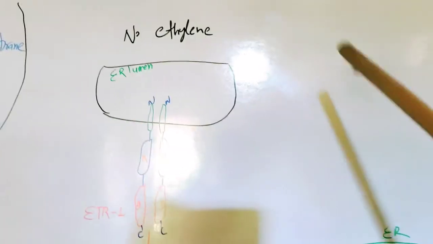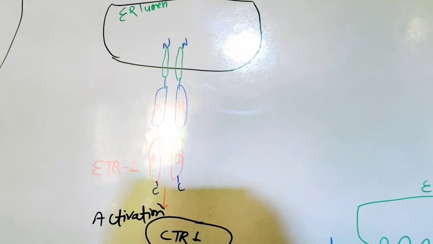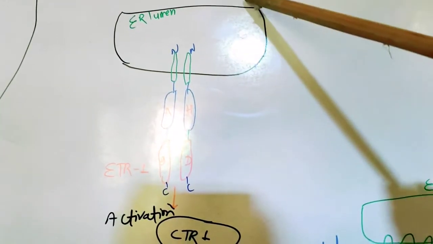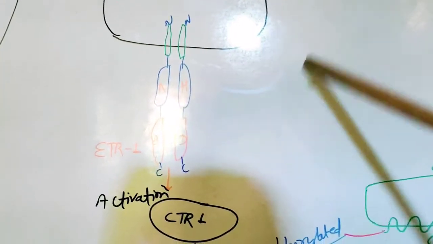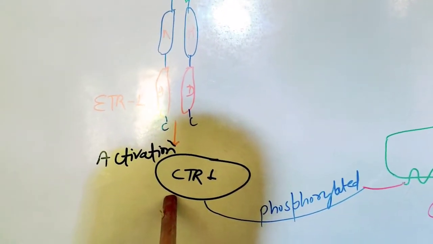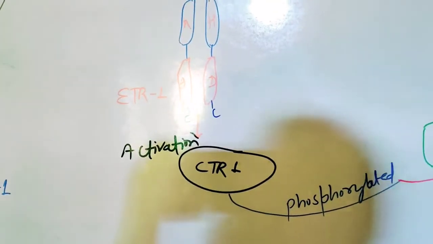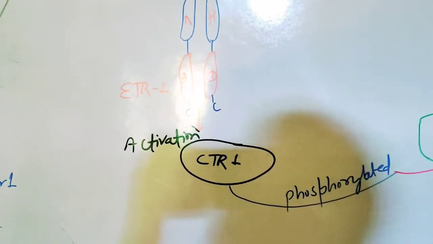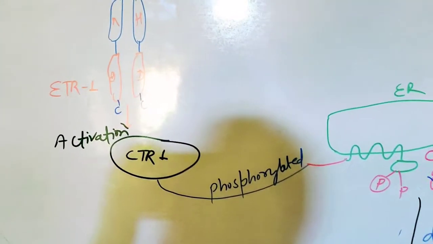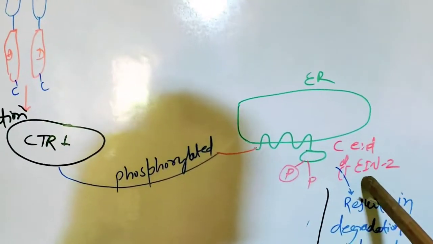That's why we call these receptors negative regulators. So let's see, when there is no ethylene present, what will you see? The receptor will be on. That's why we call them negative regulators. In the absence of ethylene they will be on. When they are on, they will activate CTR1. CTR1 means constitutive triple response 1, and it is a Raf-like serine threonine kinase, and by its kinase activity it can phosphorylate another protein, and that is EIN2, ethylene insensitive protein 2.